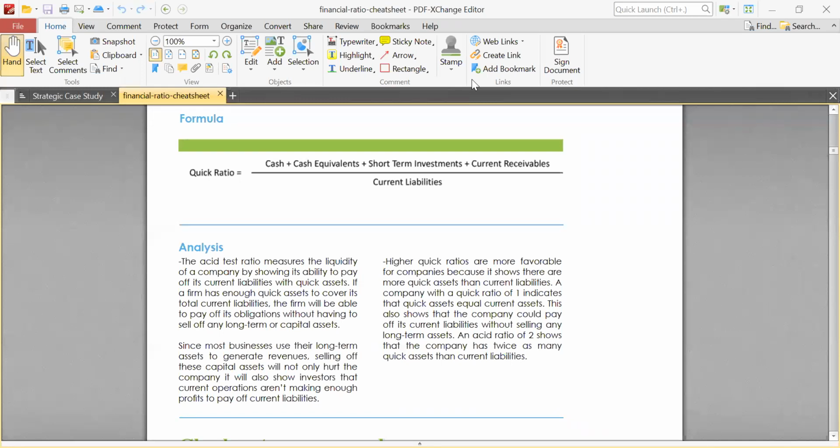Very, very key. If the company has a quick ratio of 3, it means that the company has thrice as many quick assets as current liabilities. Very, very important. So you can use this ratio to ascertain how quickly an organization can pay off its current liabilities.